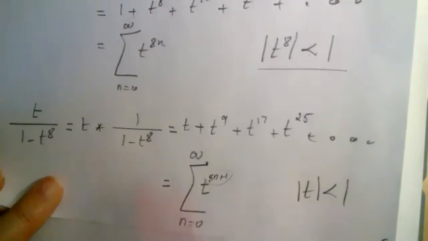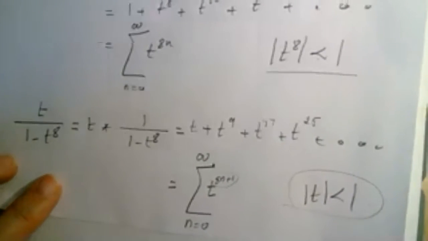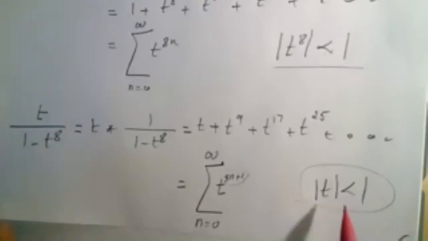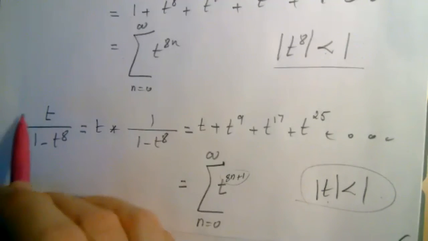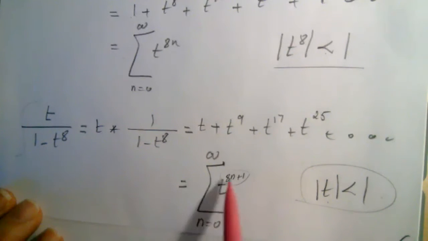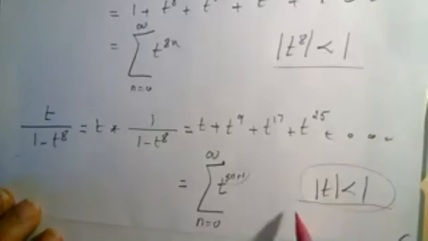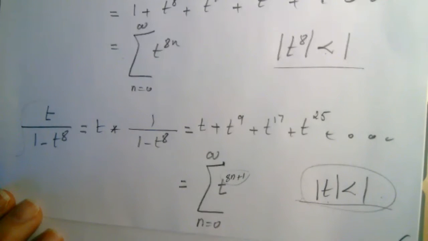It means this one will converge when the absolute value of t is less than 1. That's the result of a geometric series. That's where this is coming from. The theorem tells me that if you integrate, the new series you get will converge exactly when the old one does. It means it will converge when the absolute value of t is less than 1.